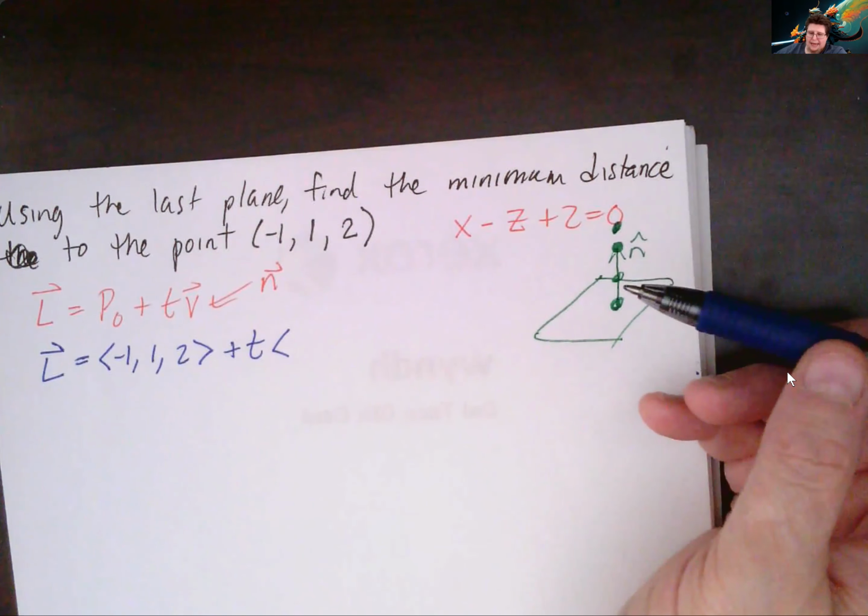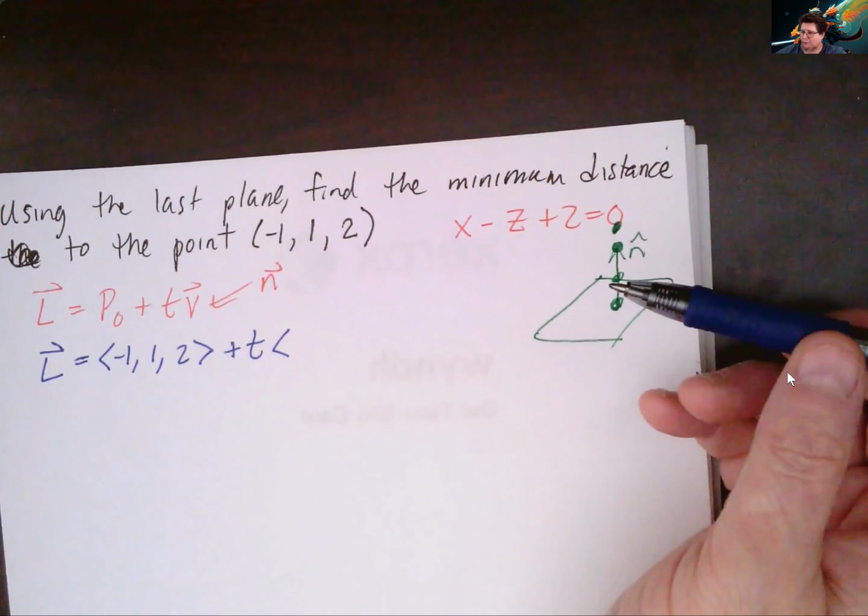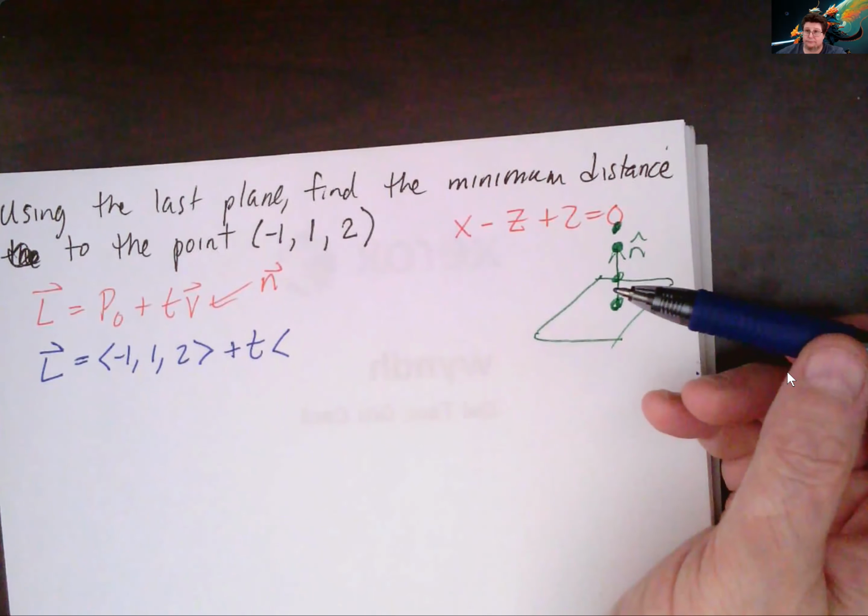So without knowing n from the previous problem, if I wasn't given n, how do I get n from looking at this problem?